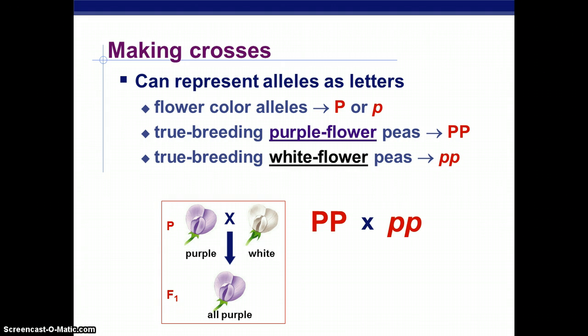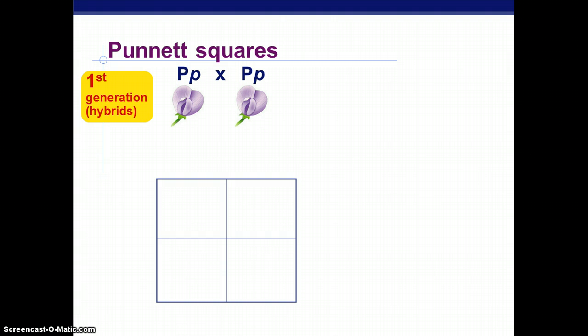So in our example, the parent generation would have a purple crossing with a white flower. So we would have a homozygous dominant crossing with a homozygous recessive. In that first generation, all of them would end up being heterozygous with one big P and one little p. So if we put these in a Punnett square, you get this.